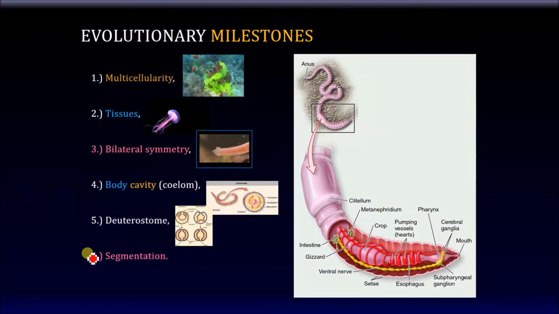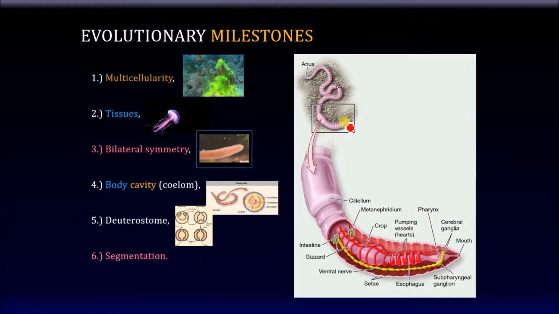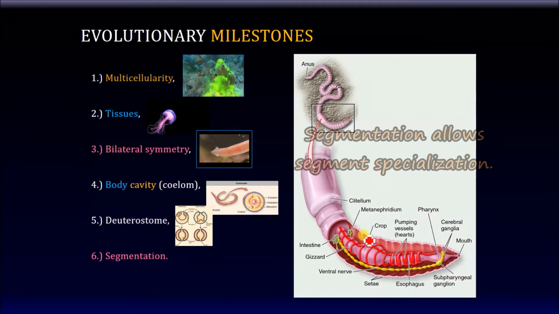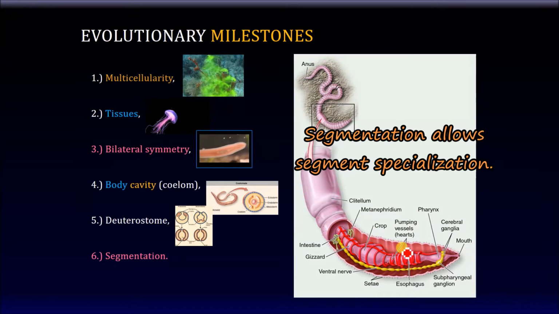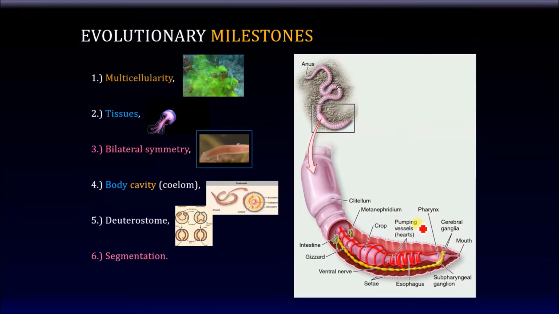And finally, segmentation. The earthworm, of course, is a great example of a living thing that has segmentation. Segmentation allows for specialization. Different segments can evolve different functions. The circulatory system, for example, in this earthworm, can evolve into pumping vessels that develop into primitive hearts. Another advantage of segmentation is that it creates redundancy. That is, if part of the animal is damaged or lost, the animal perhaps can still survive. Also, segmentation allows greater mobility and independent movement of parts.